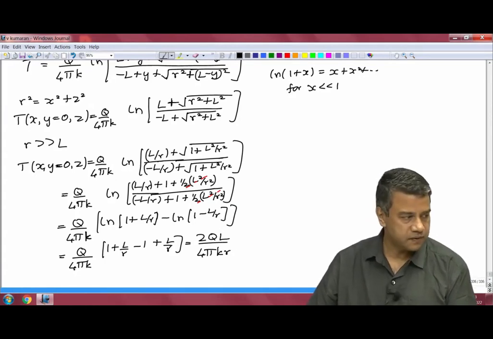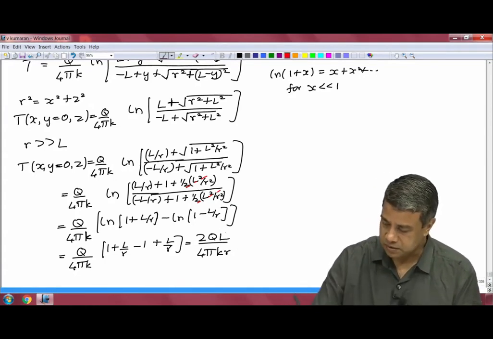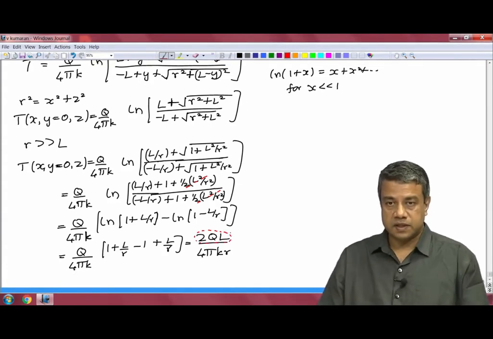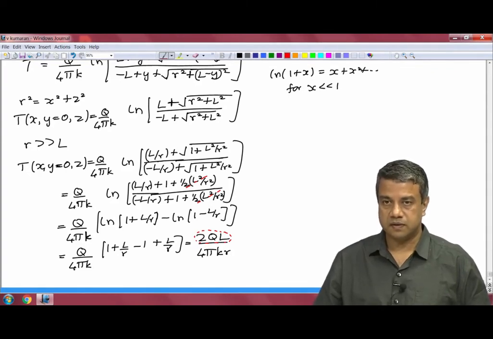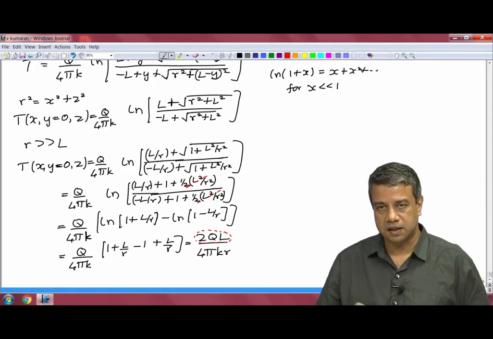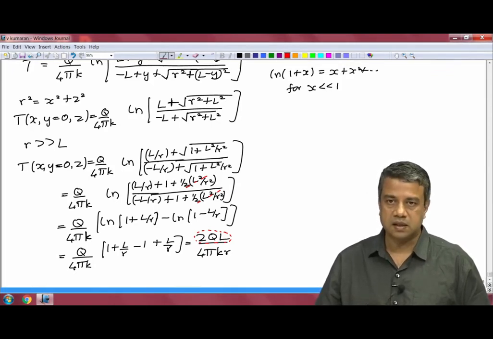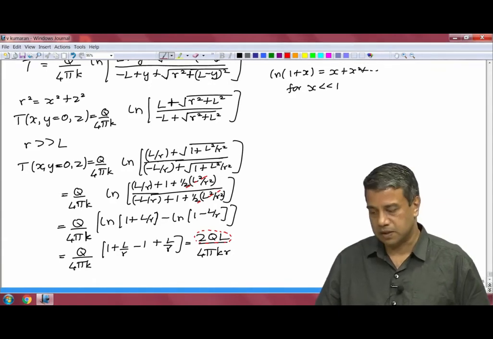This is the temperature field due to a point source of source strength 2QL. If you go sufficiently far from the wire, it appears as a point source. If your distance from the wire is much larger than the length of the wire, it appears as a point source of source strength 2Q times L, the product of the heat generated per unit length and the length of the wire, which is 2L. So, 2QL is the source strength, the heat generated per unit time by the wire.